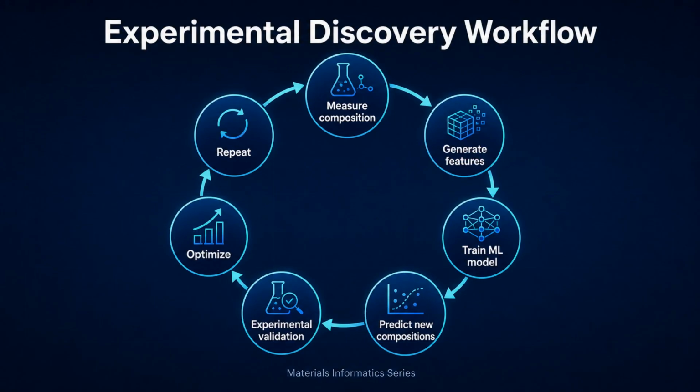Here's a typical experimental data-driven discovery workflow. Start by measuring composition experimentally. Generate composition-based features. Train a machine learning model on your data. Predict properties for new compositions. Experimentally validate the top predictions. If performance improves, optimize the composition further. If not, retrain the model with new data. This iterative cycle accelerates materials discovery.